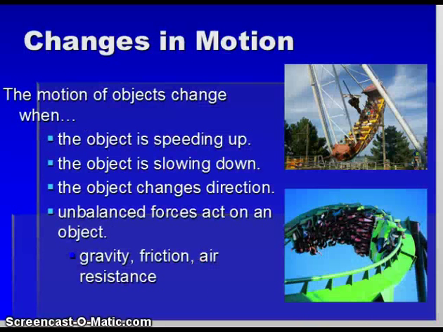Okay, changes in motion. The motion of objects changes when the object is speeding up, slowing down, or changing direction, or when unbalanced forces act on the object, like gravitation, friction, and air resistance.